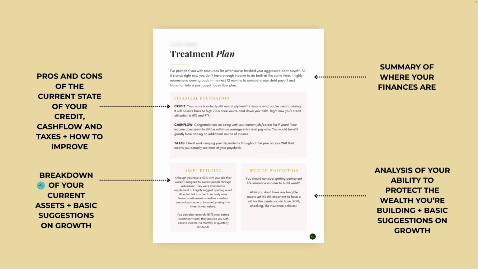On the bottom left, you're going to see a breakdown of your current assets and basic suggestions on growth. Again, we are not financial advisors, but based on your basic information, we'll let you know, like, hey, you should look into this with a financial advisor, okay? Same thing for your wealth protection. This is an analysis of your ability to actually protect the wealth that you're building, and then basic suggestions on growth, okay? And again, this is going to be what you should then take to a financial advisor if you ever do get to that point of wealth where it's like that much.